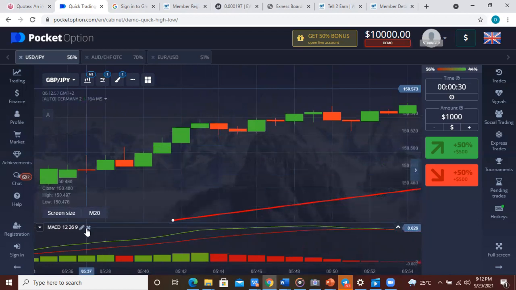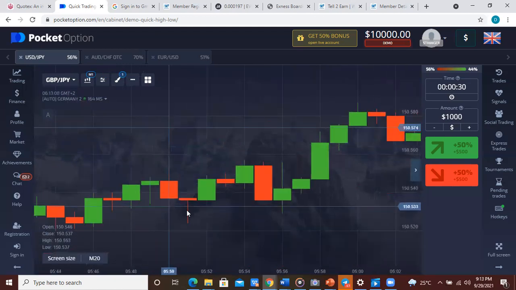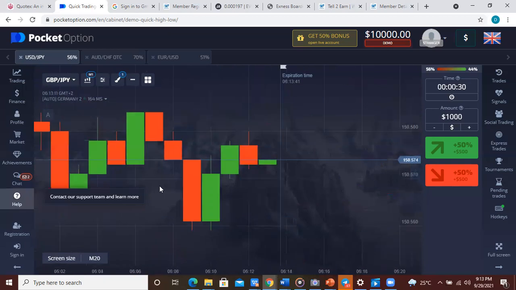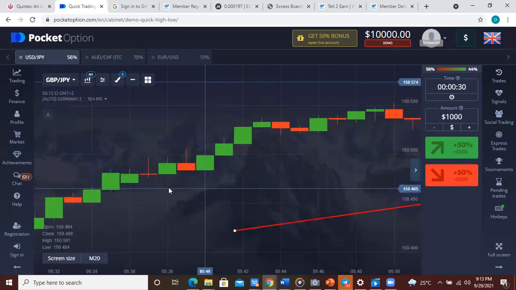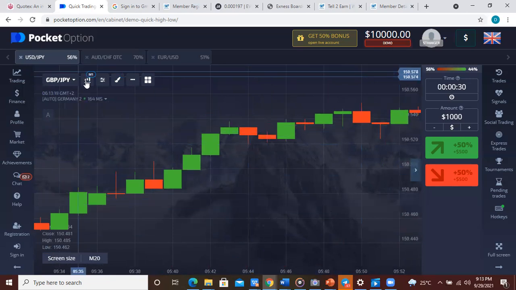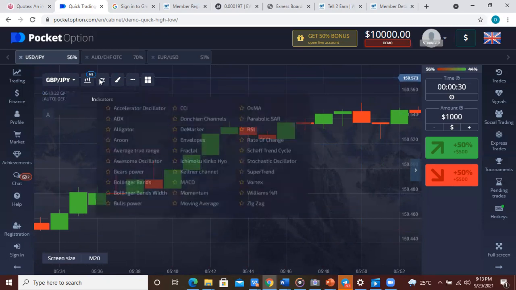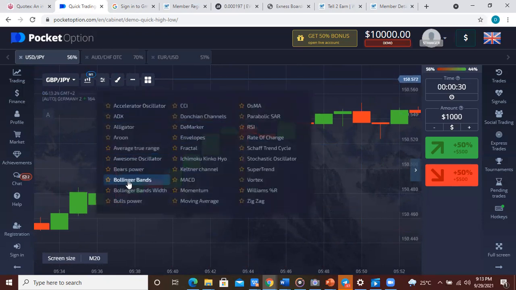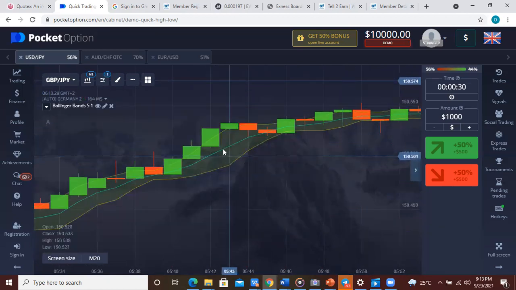Now, today we are going to talk about the Bollinger Bands. I'm taking my time one after the other. I don't want to rush, so that we all understand what I'm saying. All right. So now this is the Bollinger Bands. When you come here, you see it over here, and then if you click on it, you see the Bollinger Bands.